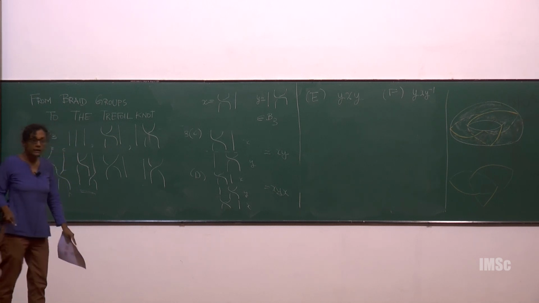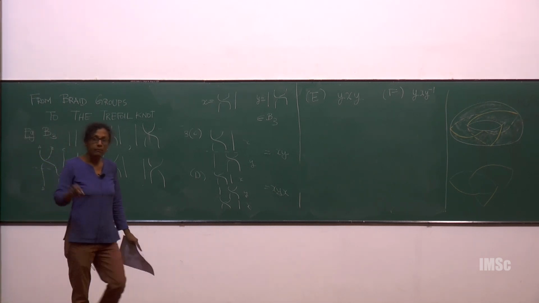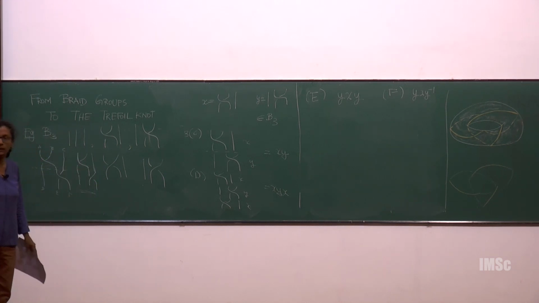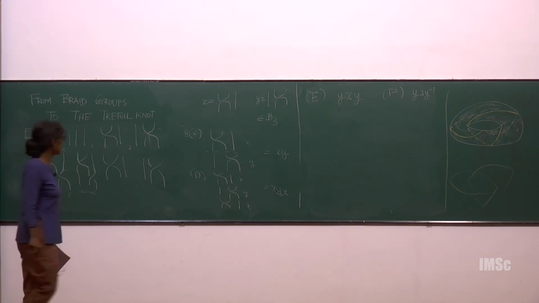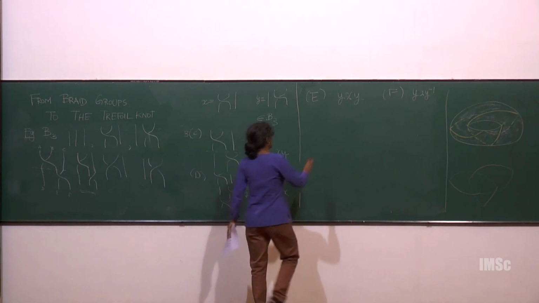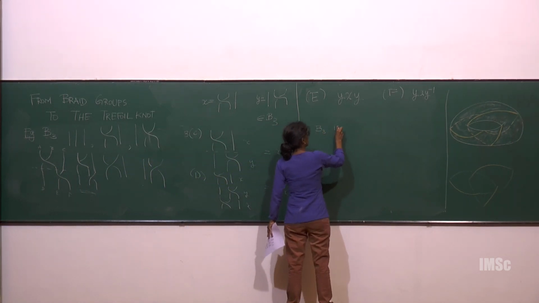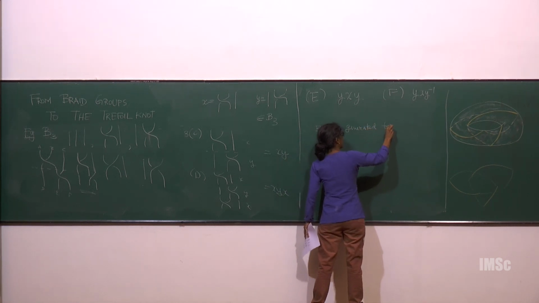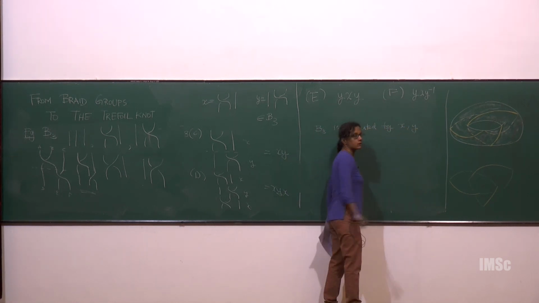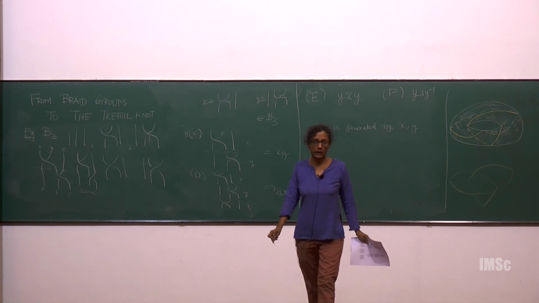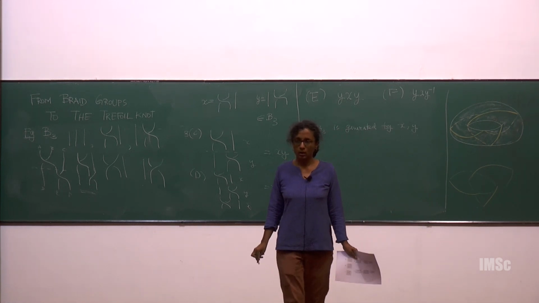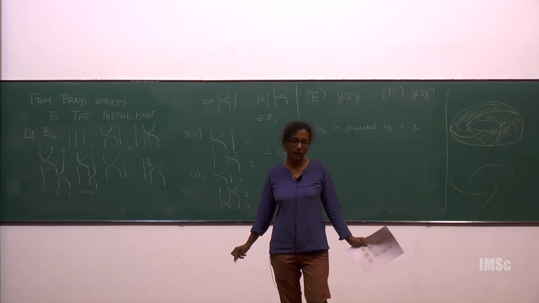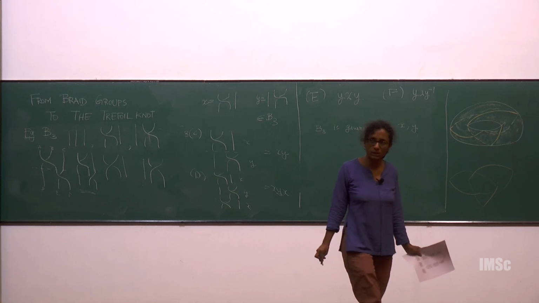Okay, so what this is telling you is that any braid in 3 strands, you can write it in terms of the generators X and Y. So we can conclude that B3 is generated by X and Y. So now do we know B3? Is there anything else we need to know? Is something missing?